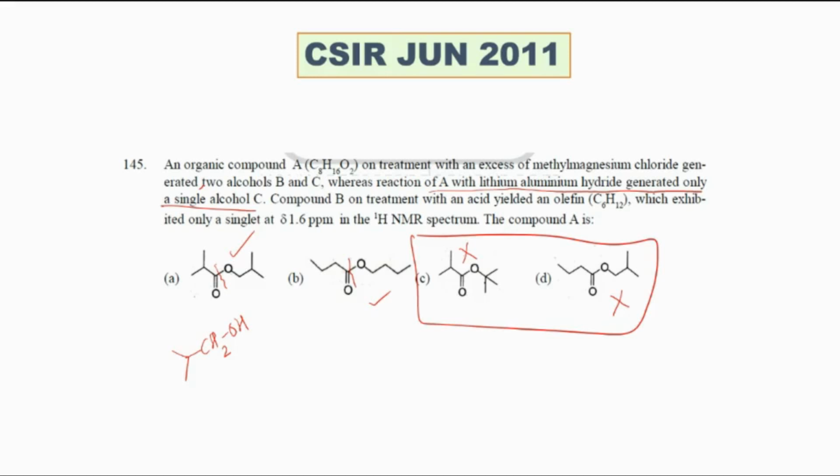Now coming to the next one. With methyl magnesium chloride, it generates two different alcohols. So this will also give me two alcohols. This will also give me two alcohols. Now tell me, which is the answer?